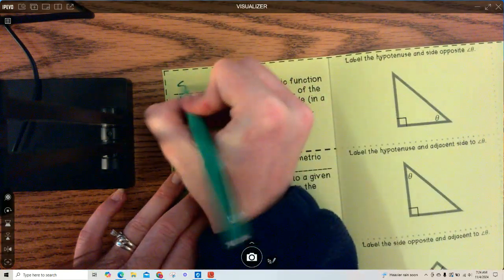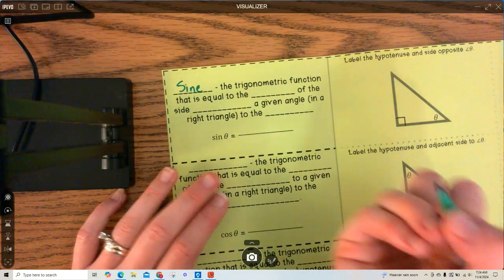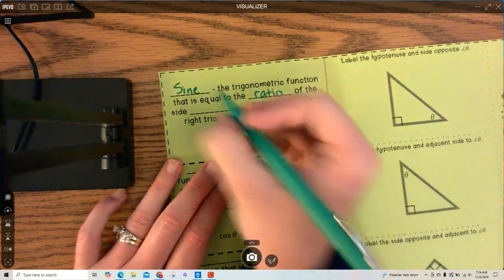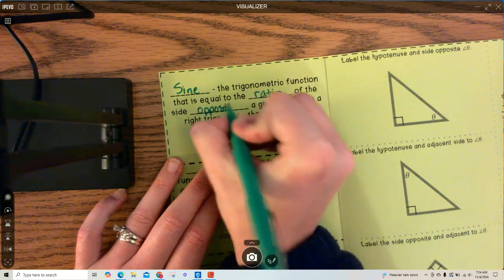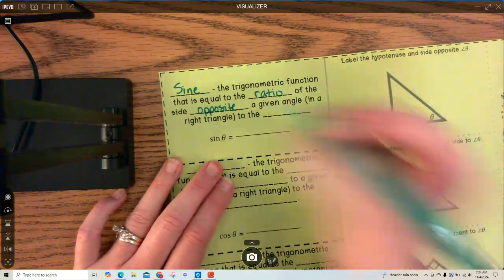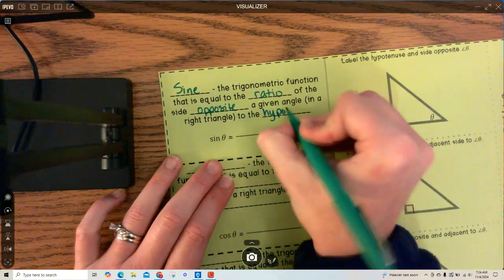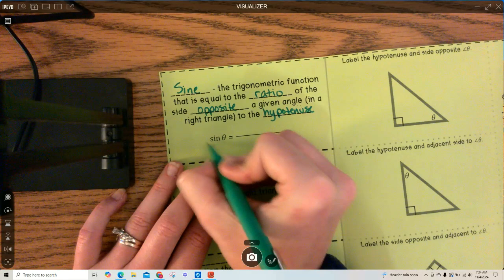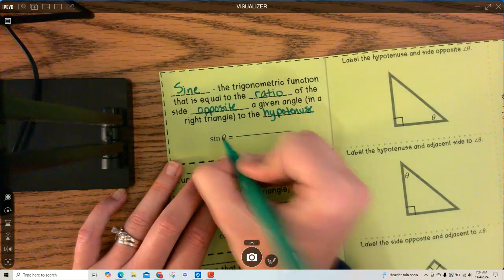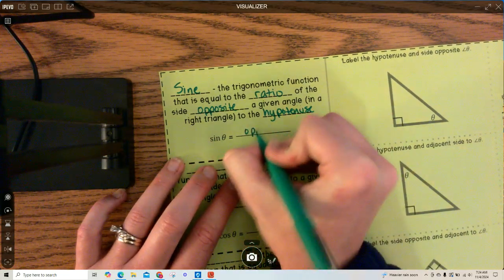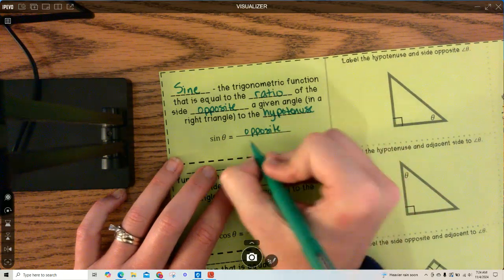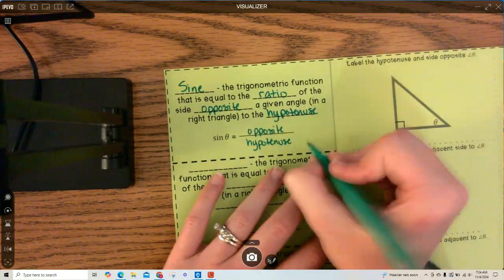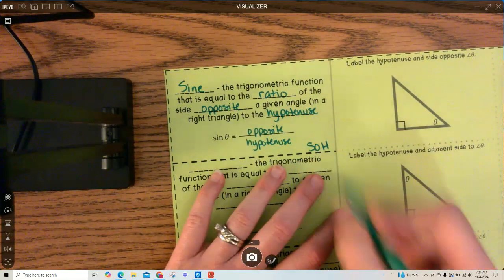So sine is the trigonometric function that is equal to the ratio of the side opposite a given angle in a right triangle to the hypotenuse. And we write sine this way in the calculator. The sine of an angle is going to be equal to the opposite over the hypotenuse. So there's a little mnemonic phrase we use. So we would call this SOH.